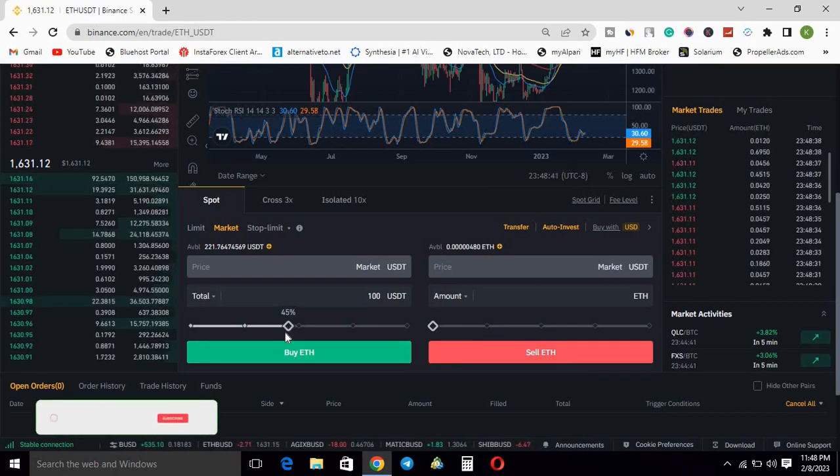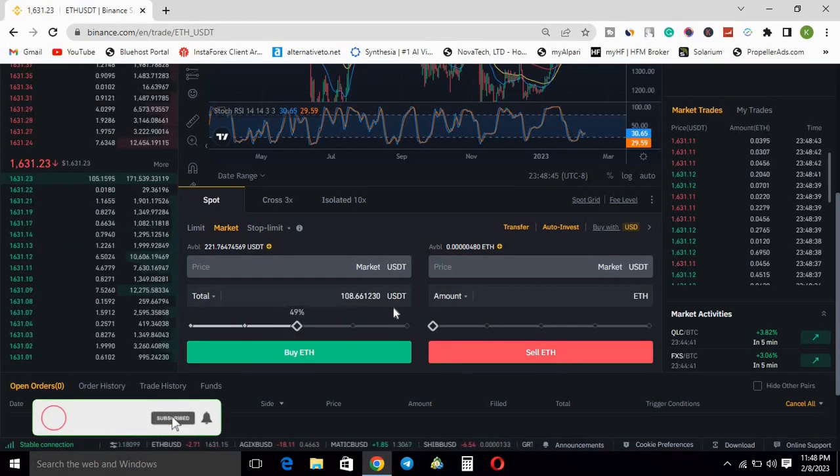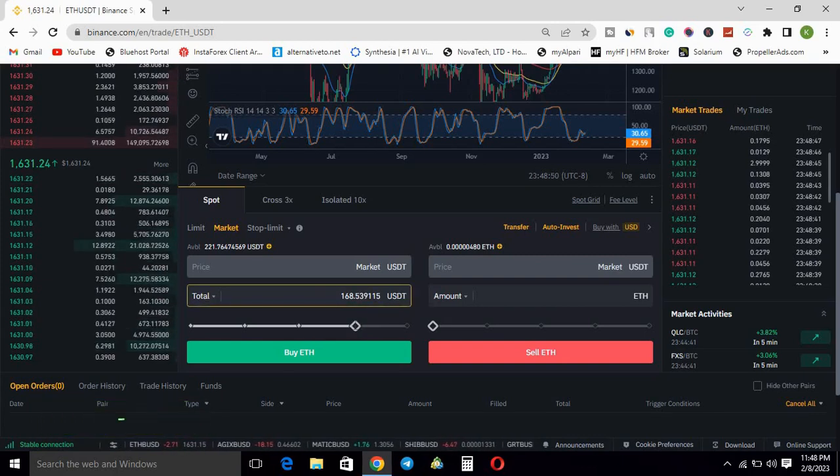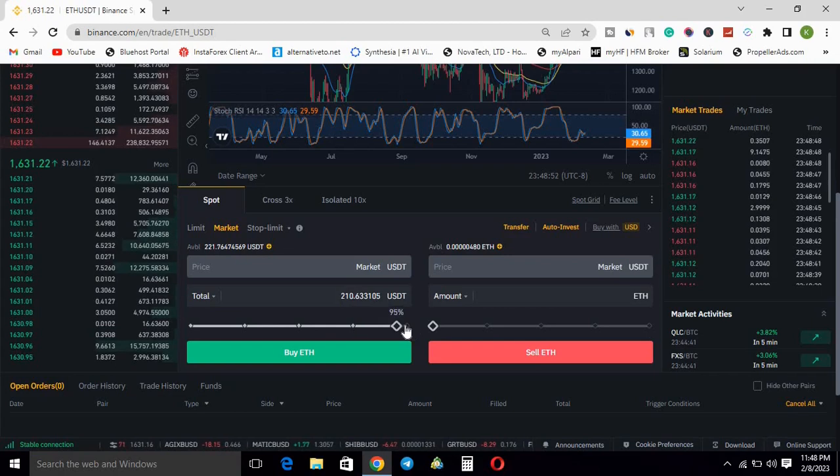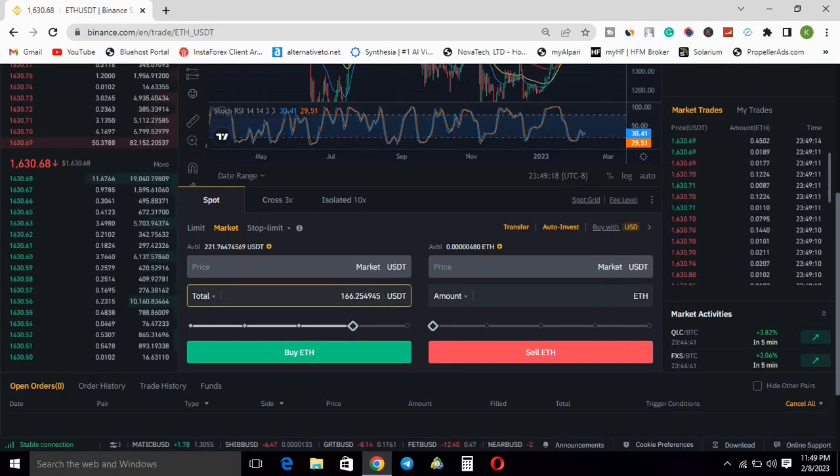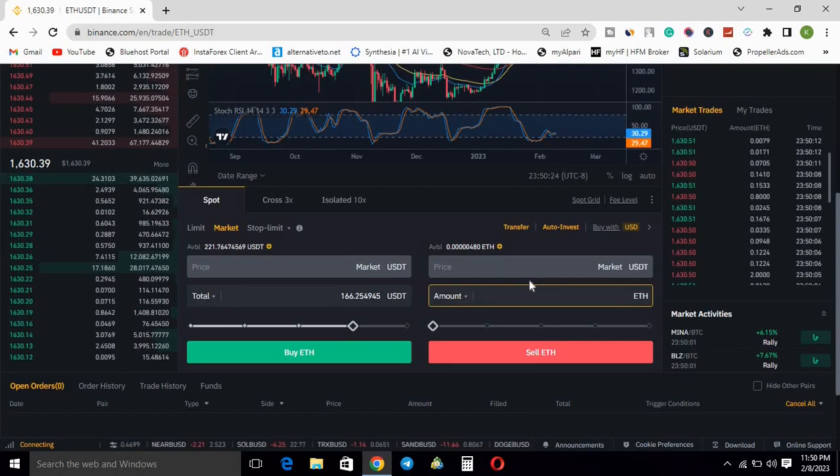You can also use this shift percentage right here that will determine the price that you want to buy with, depending on your account balance, right? If you put it at 100%, then it will buy with your entire USDT balance on the spot account. So after putting the total amount you want to buy with, you can go ahead and hit buy. So same thing, different way.